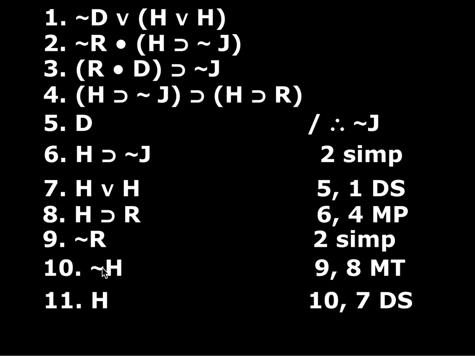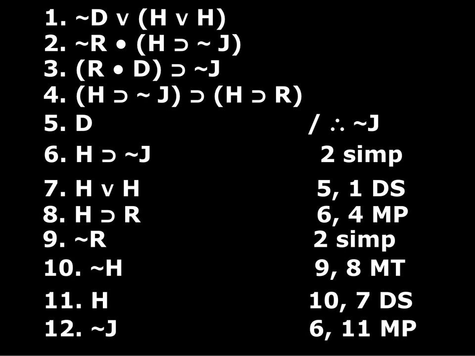I have a disjunction. I have the negation of the first disjunct, so I can derive the second disjunct on a line by itself. Okay. Now that I have H, I can get not J by modus ponens.